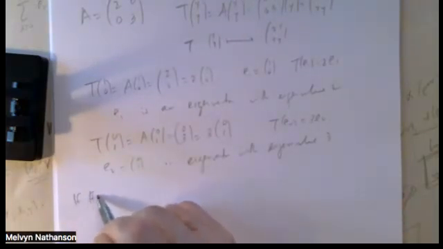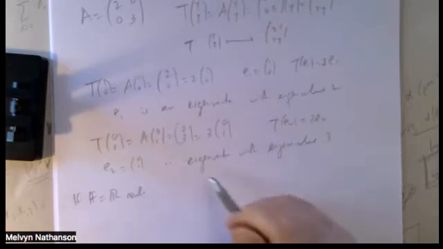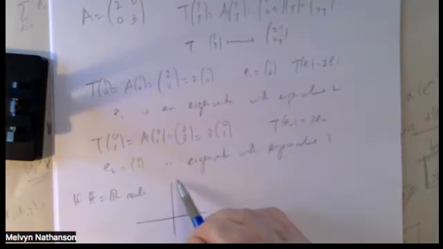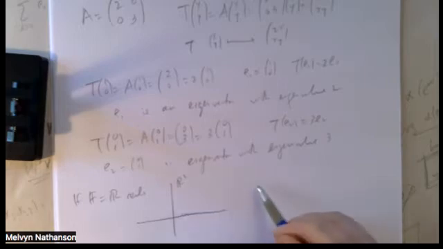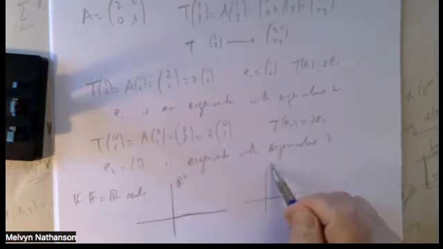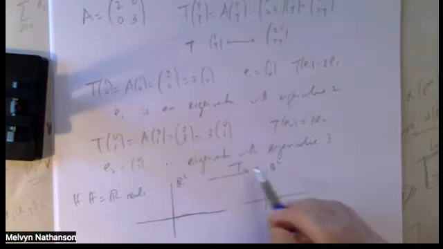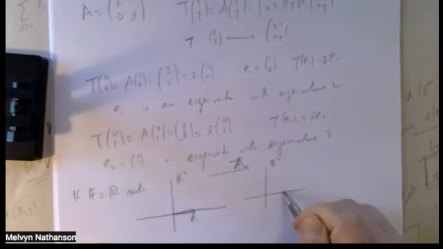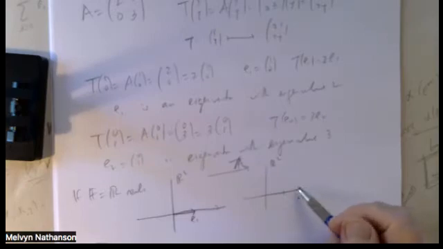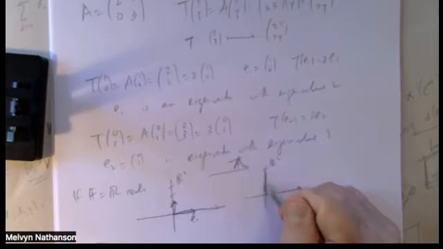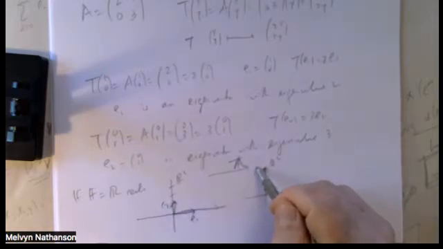So if we're working over the field of real numbers, my vector space is just R2. And I have this map T from R2 to R2, or A from R2 to R2. So here's the vector E1, and E1 gets sent to 2E1. E1 is just stretched in the same direction. And E2 goes to 3E2.